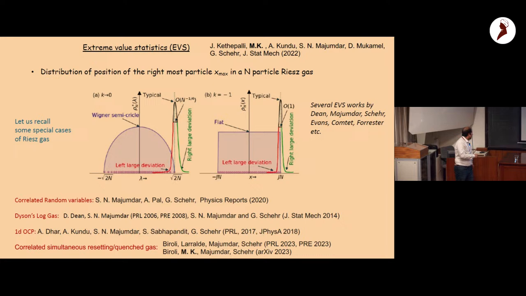Sample examples of such EVS problems are, for example, correlated random variables. There is a nice article by Satya, Arnab, and Gregory. Then Dyson's log gas has been extensively studied by David Dean, Satya, Gregory, and so on. There are many works. The 1D OCP has been studied by Abhishek, Anupam, Satya, Sanjeev, and Gregory. More recently, you have the simultaneous resetting gas that Satya was talking about, which is also a nice platform to study extreme value statistics of correlated systems. In some sense, the Riesz gas, which is definitely rich and correlated, is a nice candidate to study extreme value statistics. So we are going to present results for the Riesz gas. And for the Riesz gas, basically, you can sort of have this schematic.